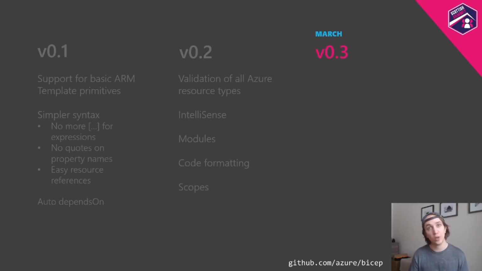With 0.2, the big thing that we did was started consuming all of the Azure type information. So all the resource provider teams, they publish these REST API specifications. We now consume those as part of Bicep. And so we can give you much richer validation and really rich IntelliSense as you are authoring. And you'll see that in the demo if you haven't already played with Bicep.